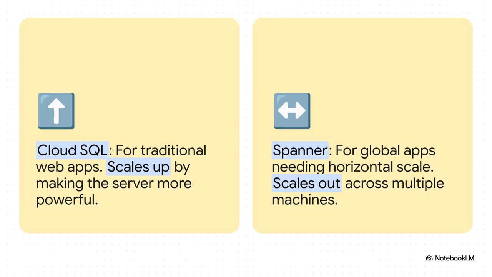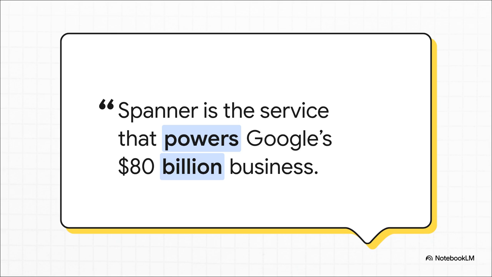But what if even that isn't enough? What if you need to go global? This is where you hit a really important fork in the road. You see, Cloud SQL scales up. It's like getting a bigger and bigger engine for your car. But Spanner scales out. That's like getting hundreds of cars and having them all work together as one, spread out all over the world.